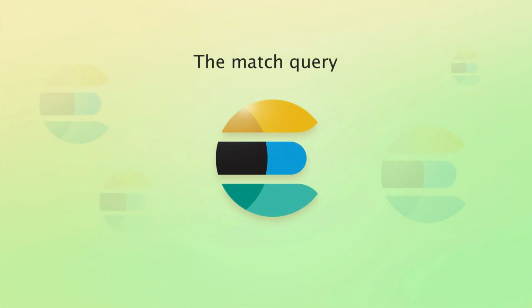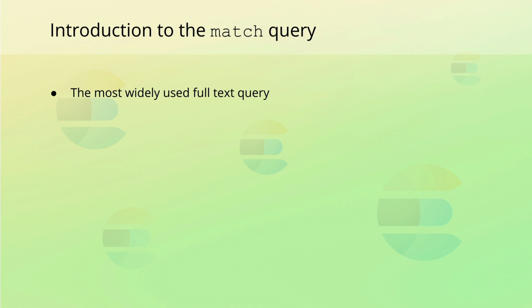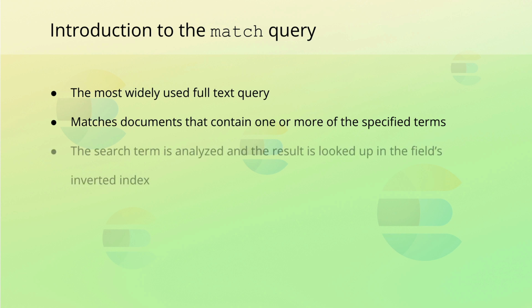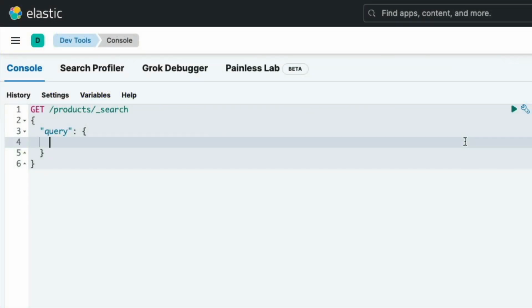As for our first full-text query, we'll be using a query named match. The match query is the most widely used full-text query. It returns documents that contain one or more specified terms. The inner workings of it is basically what I showed you a moment ago, being that the query is analyzed and the result is then looked up in the field's inverted index. Let's type out a query that searches the name field for the word pasta.